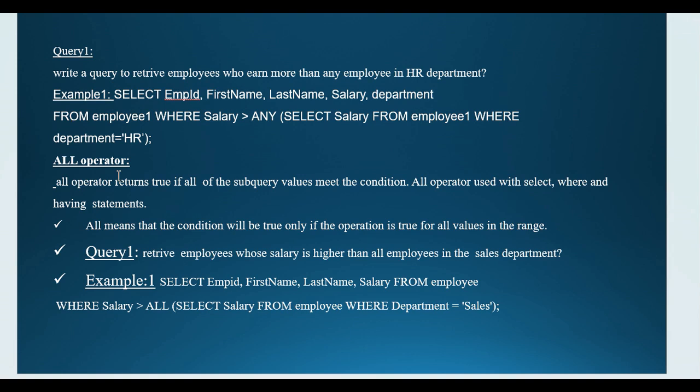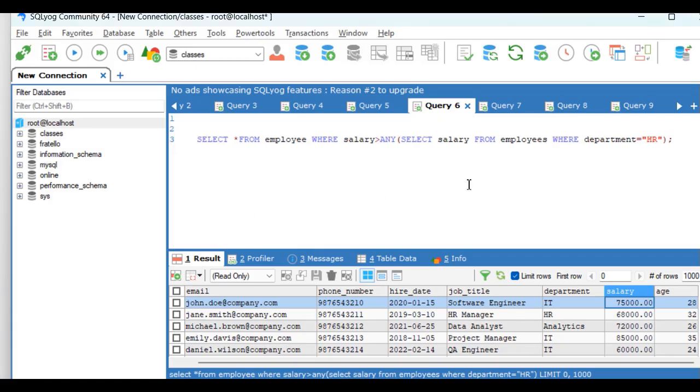And one more operator is ALL. The ALL operator returns true if all subquery values meet the condition. The ALL operator is used with SELECT, WHERE and HAVING statements. ALL means that the condition will be true only if the operation is true for all values in a range. So here we have a query: retrieve the employees whose salary is higher than all employees in the sales department. Firstly, we have to find the salaries in the sales department. Then we find whose salary is higher than all employees in the sales department.